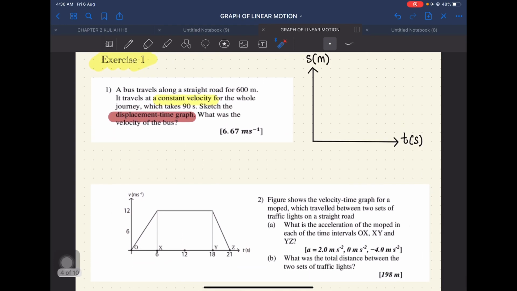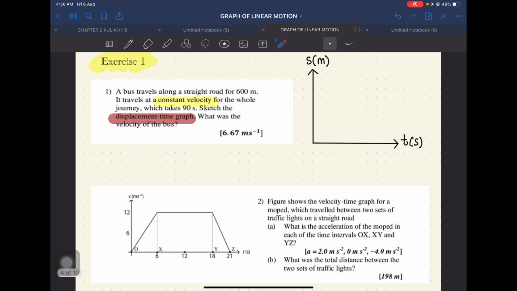Okay, so we have a bus travelling along a straight road of 600 meters. It travels at a constant velocity for the whole journey, which takes 90 seconds. Sketch the displacement time graph. And what was the velocity of the bus?